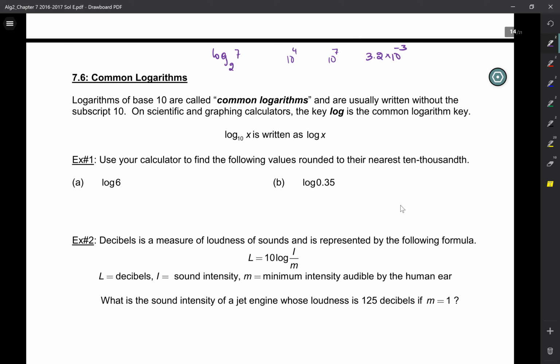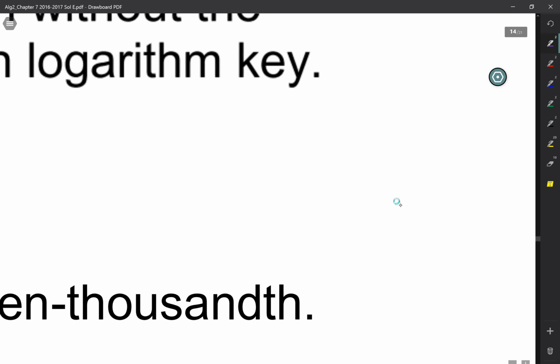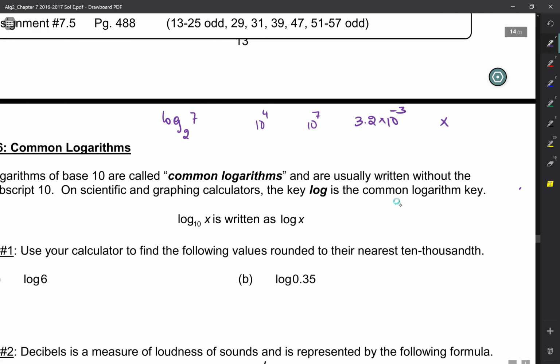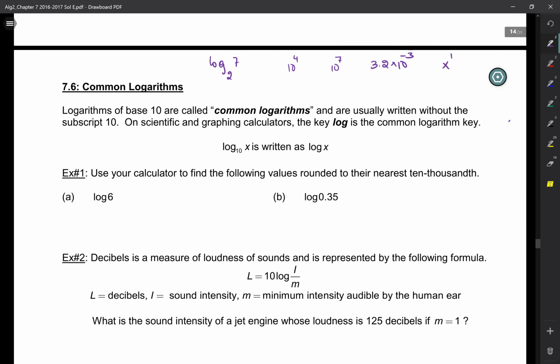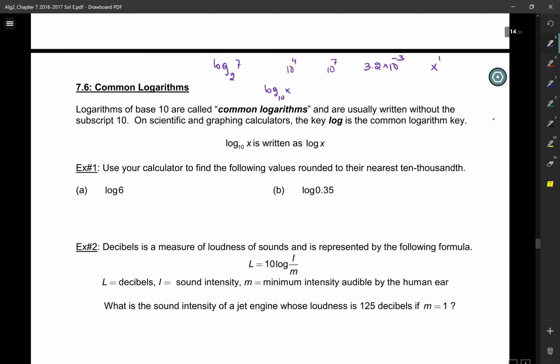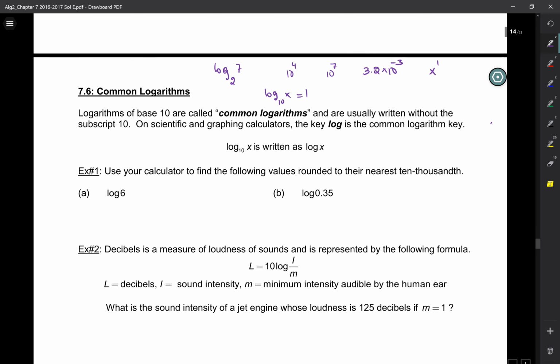So logarithms of base 10 are called common logarithms, and in fact, they're so common that we don't even need to write the 10. Just like if I were to write x to the power of 1, I don't say x to the power of 1 like this, right? I just say x. Similarly, if I wanted to write log base 10 of x, the 10 is so common that I could just skip the 10 and I could just write log of x, okay? So when you see log of a number, just assume that the base is 10.